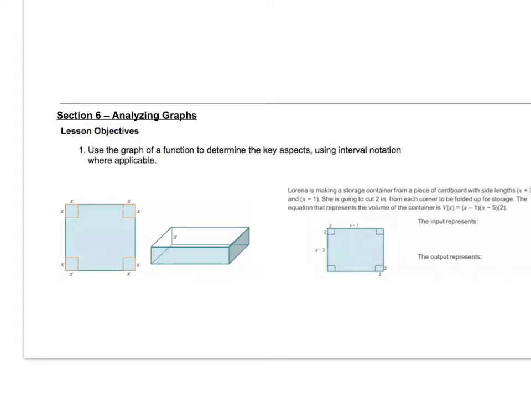Hello and welcome to the Algebra 1 video for Section 6. This is titled Analyzing Graphs, and what we want to do today is use the graph of a function to determine the key aspects using interval notation where applicable.